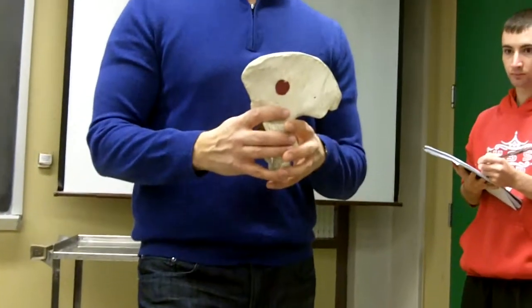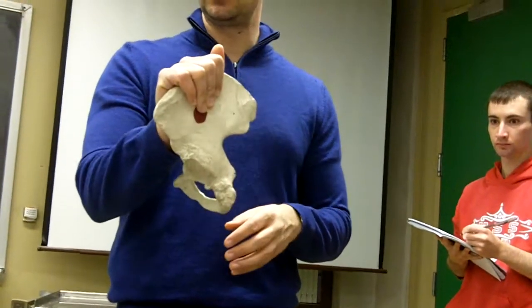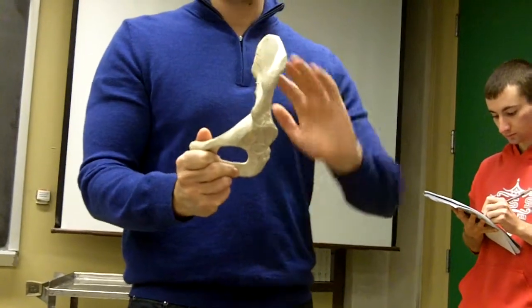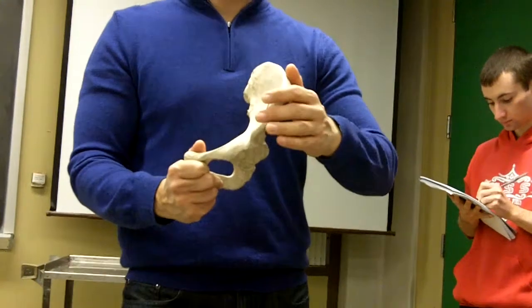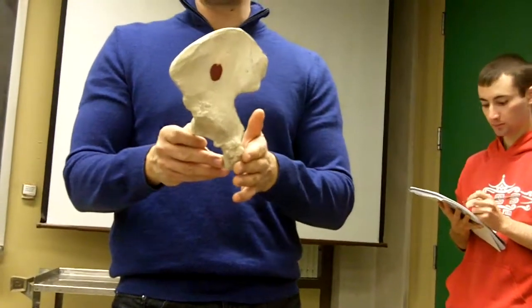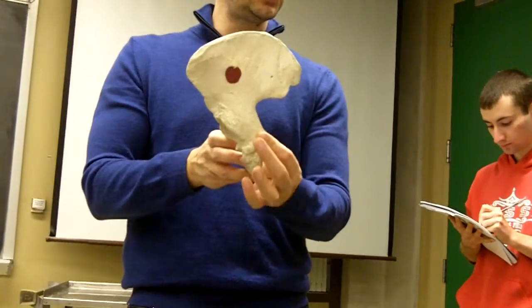And here again is the os coxae. This is going to be separated or connected into three parts. We have the ilium, the ischium, and the pubis. On the very top, we have the iliac crest. So what's this on top called? Iliac crest. Very good. We know where anterior and posterior is based upon this right here.